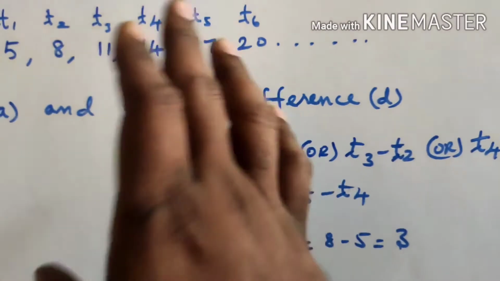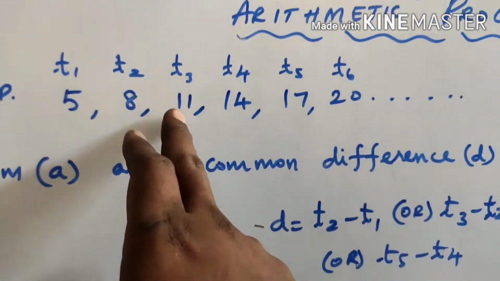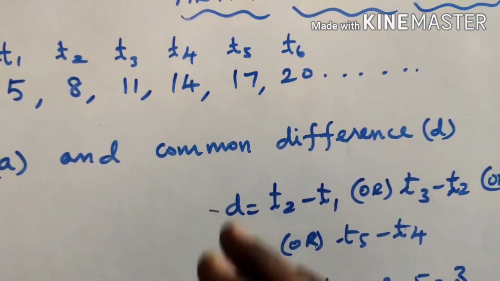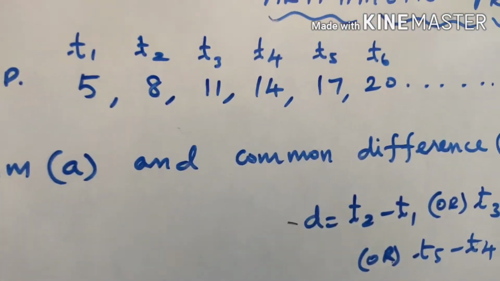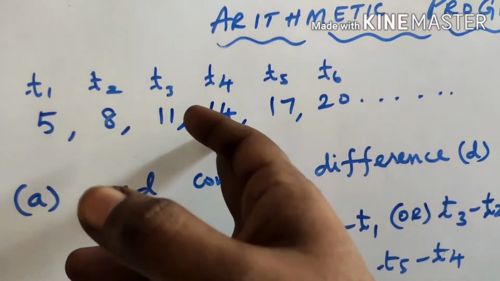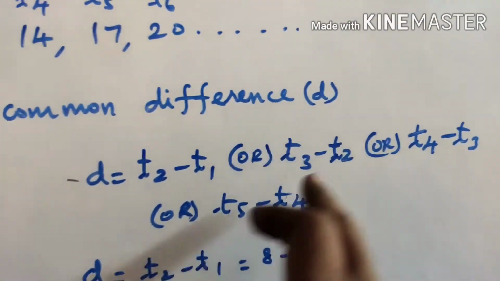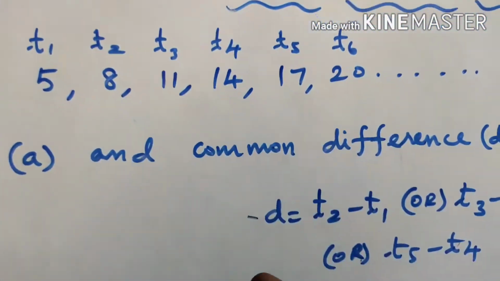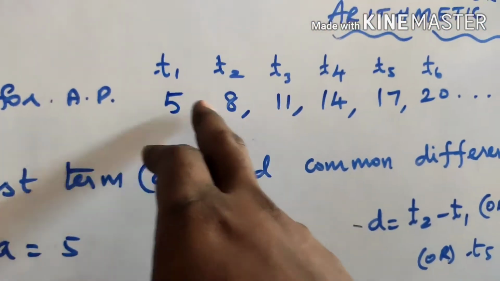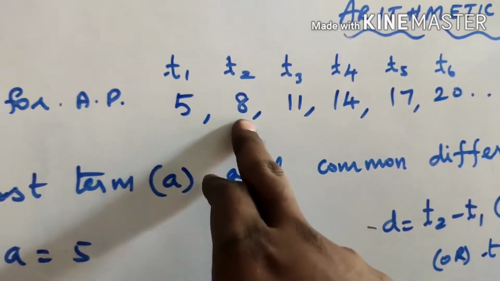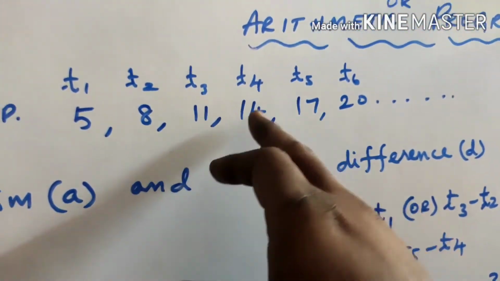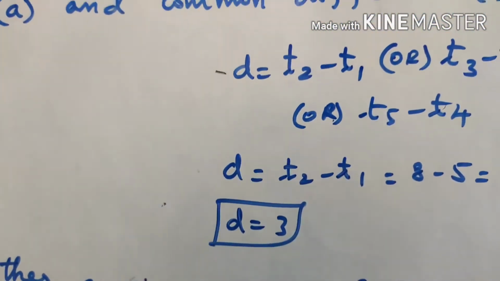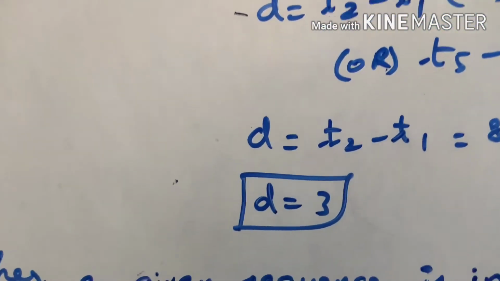And not only that is the formula. Even T3 minus T2 is another formula for finding D. T4 minus T3, that is simply next term minus previous term, that's all. If you take any two consecutive terms and find D, the answer will be the same. For example, T2 minus T1 means 8 minus 5, 3, 11 minus 8, 3, 14 minus 11, 3, 17 minus 14, 3, 20 minus 17, 3. So everywhere we are getting the same answer. So that is called the common difference D. Okay, next.